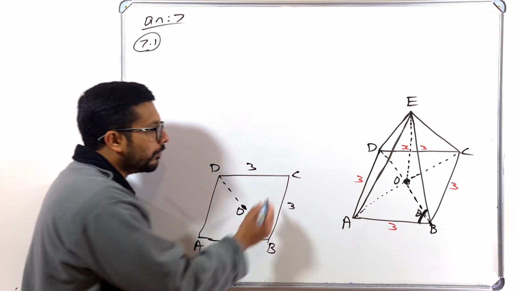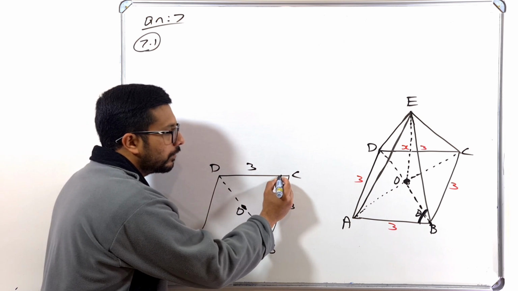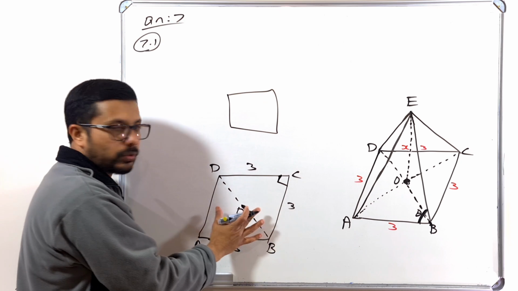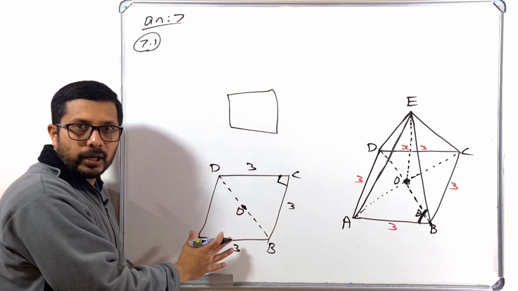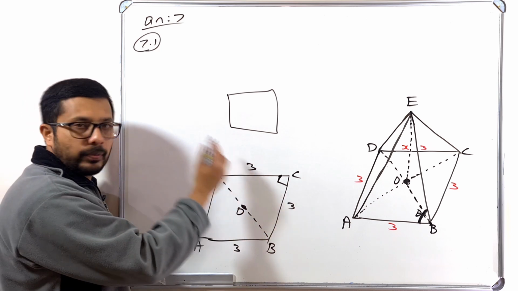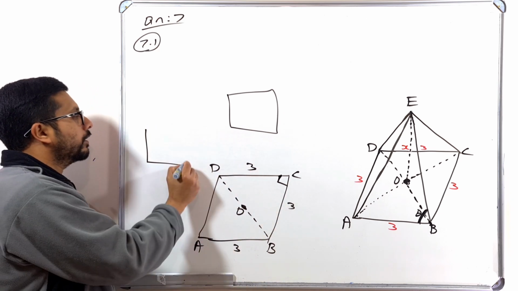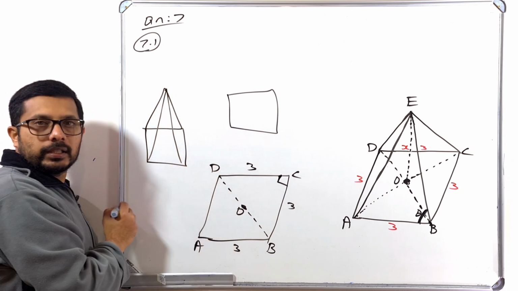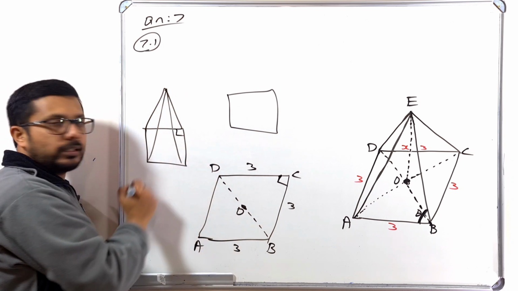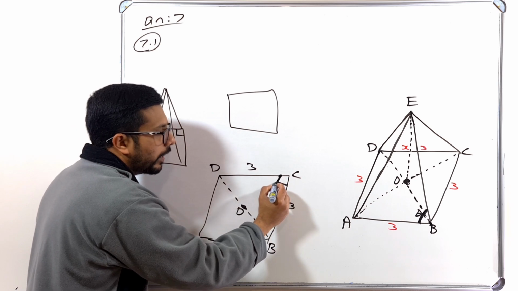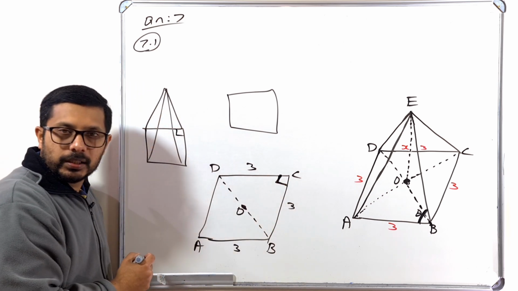So tell me, what is this angle? You know, this is a square, and don't think that it is a parallelogram. I just copied like that here, that's why. Otherwise the base is a square pyramid. It's like this. So what about this angle? That angle is 90 degrees.